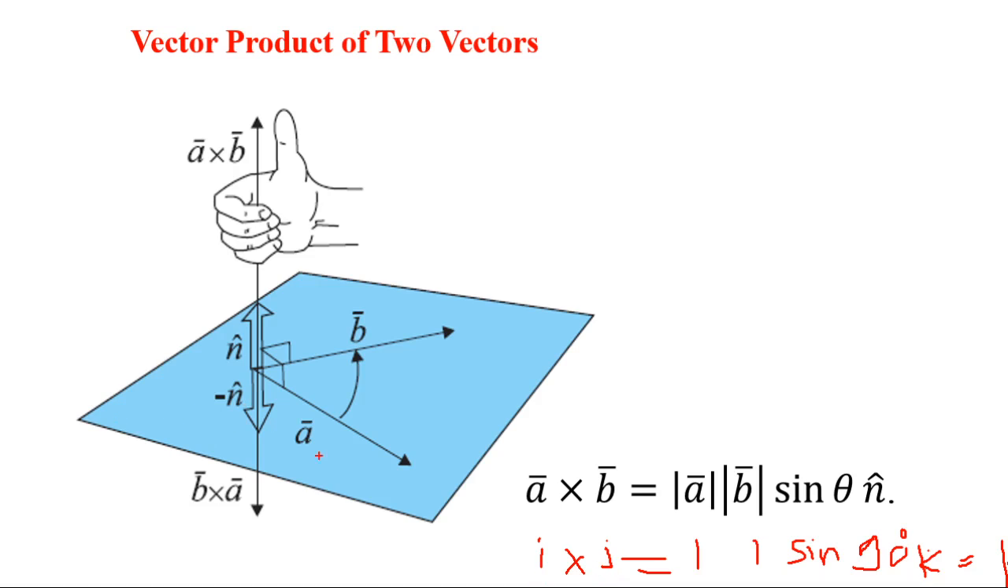Now here in this figure I will explain one more thing. If we rotate a right-handed screw from B to A, that will move in this direction. Unit vector in this direction is minus n cap, and therefore this B cross A is equal to magnitude of B into magnitude of A into sine of angle between them, same angle theta, and multiplied by unit vector, which is minus n cap. So signs of A cross B and B cross A are opposites of each other.